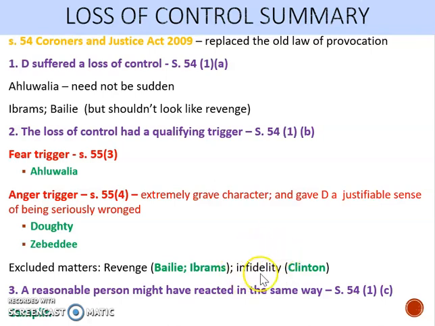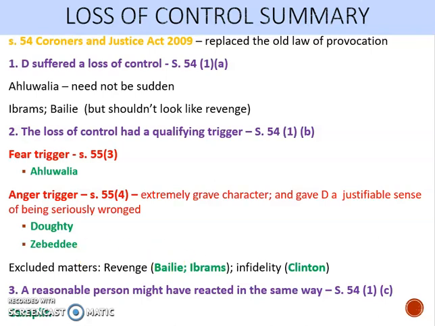So if there was cheating and something else very unpleasant, like in Clinton, the victim there was taunting the defendant about his suicidal tendencies and his inability to kill himself. Those comments, in addition to the cheating, were sufficiently grave and supported the defence.